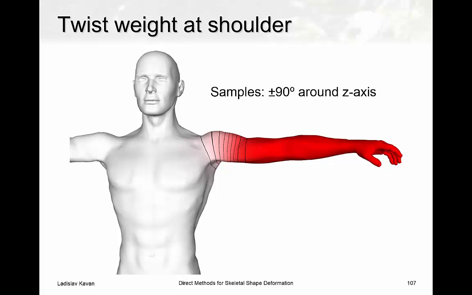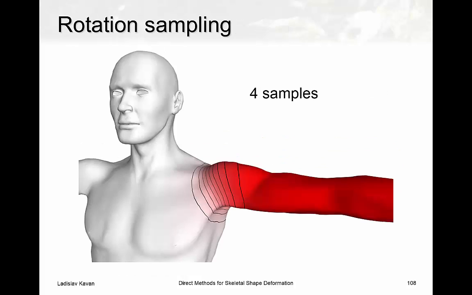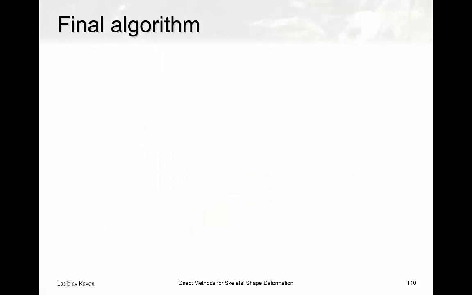So this is just showing an example of the swing weight, and this is an example of the twist weight. Here I am just showing that you don't have to be super careful about how many samples of the rotations you use there. This is just a subtle point. What's more important is the final algorithm. So how does it work if we put it all together?